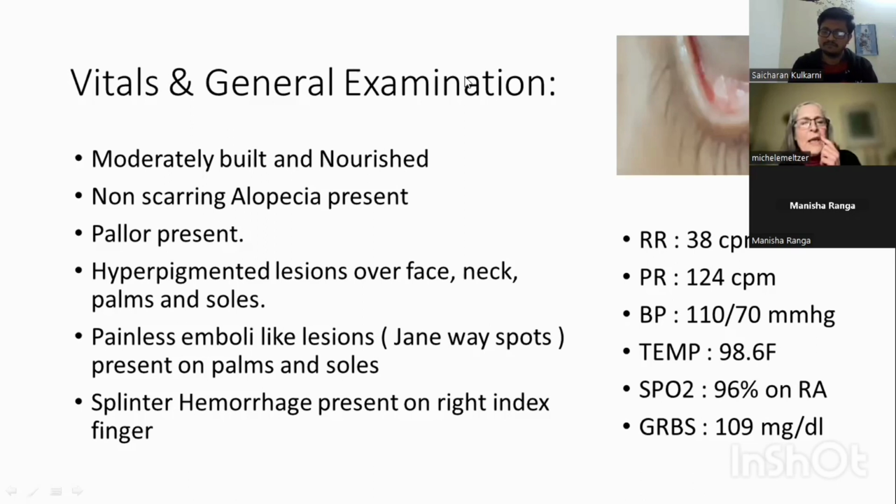Okay, now, and then she's got the non-scarring alopecia. Is she well nourished? You said nourished. Does she look like she's well nourished, or does she look very thin? No. Let me project.